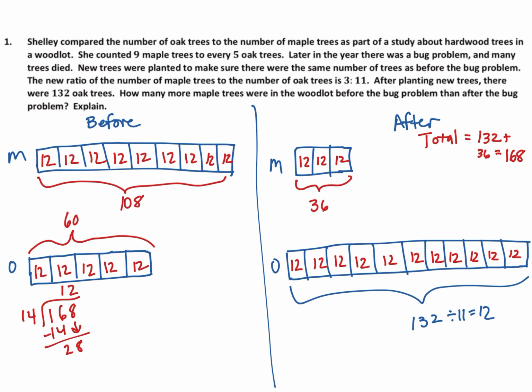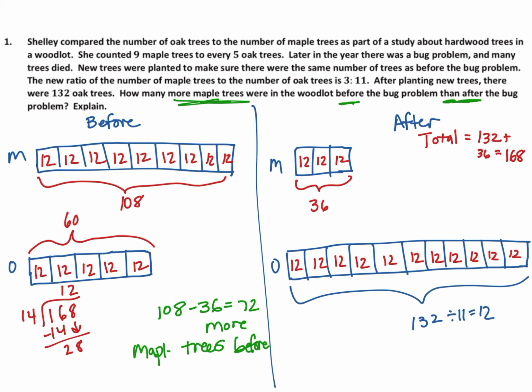The question we're trying to answer is how many more maple trees were there before than after? So maple, there was 108 before, and after there was only 36. So the difference will tell us how many more. 8 minus 6 is a 2, and then 10 minus 3 is 7. So we have 72 more trees before. More maple trees before.